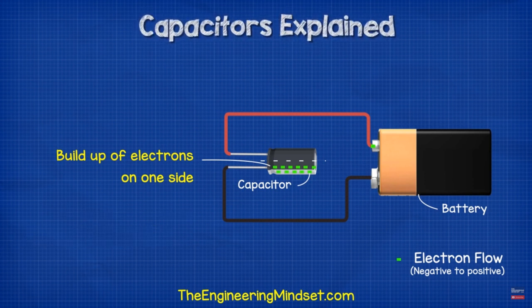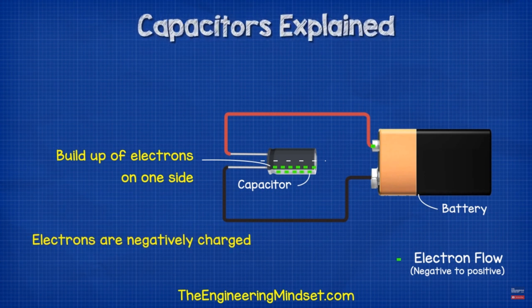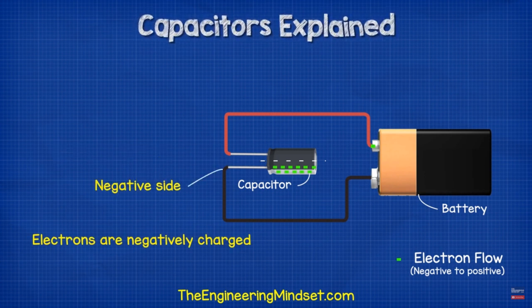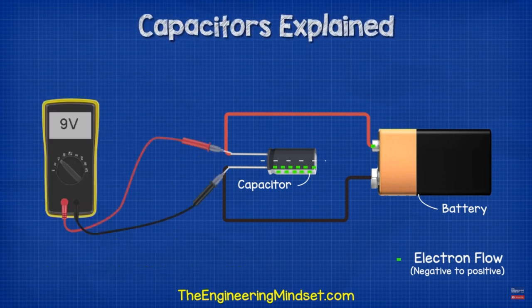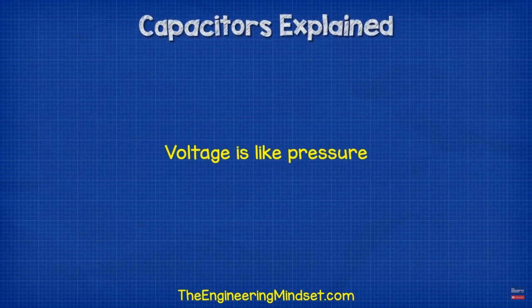Because there are more electrons on one side compared to the other, and electrons are negatively charged, this means we have one side which is negative and one side which is positive. So there is a difference in potential, or a voltage difference, between the two, and we can measure this with a multimeter. Voltage is like pressure.